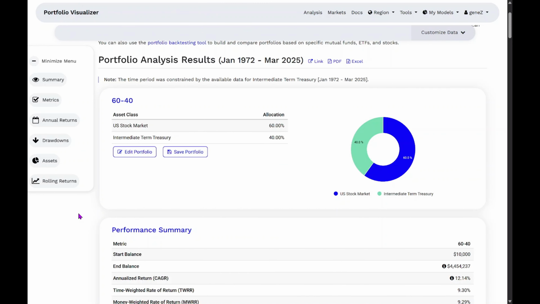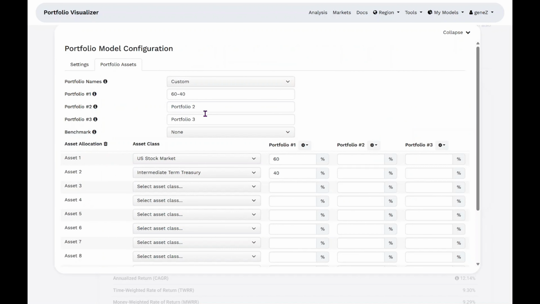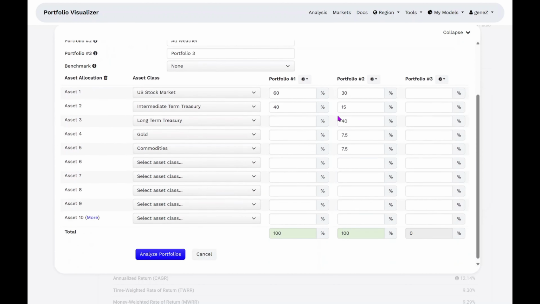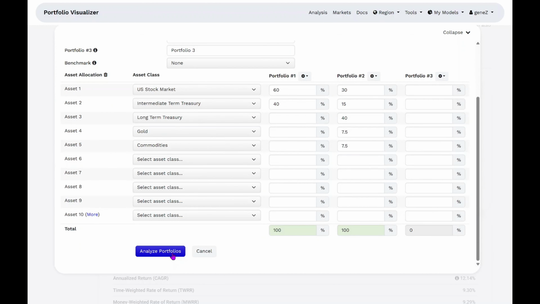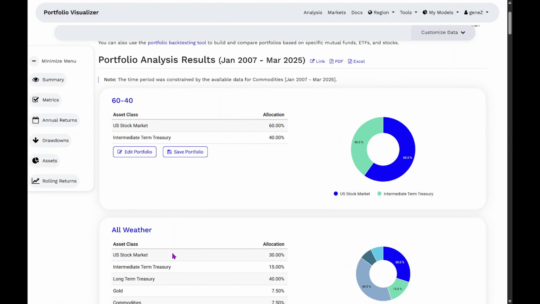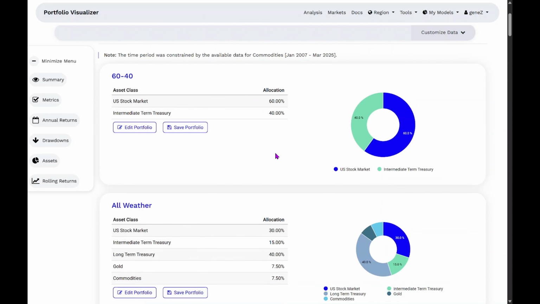Okay, let's backtest the all-weather portfolio using Portfolio Visualizer. I add the portfolio to compare it with the classic 60-40. Let's set the right allocations, and let's analyze the result. Just note that the backtest starts in January 2007, so we won't have as much historical depth as with the previous portfolios.